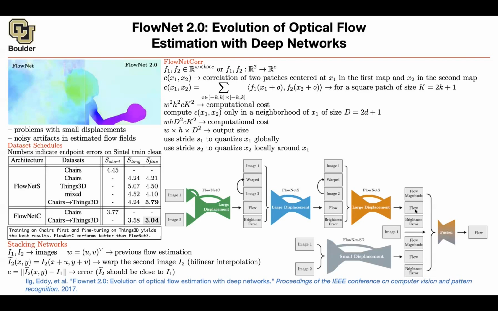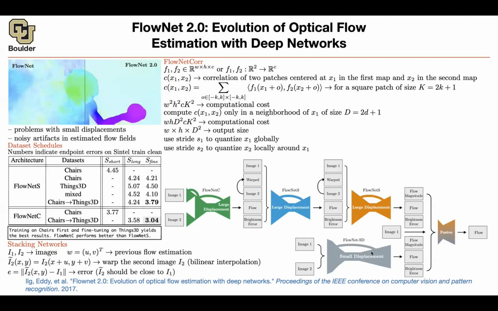Another stage, you get the flow magnitude, because these are 2D objects. You can look at their magnitude. In addition to the brightness error, they are going to go into a fusion network, which is going to give you your final flow. But what is this FlowNet SD doing? It is trying to deal with the first problem, small displacements. So its job is to specialize on small displacement. The other part of your neural network, going deeper and taking into account that you're making some errors, so things are not perfect, is trying to deal with the second problem, which is noisy artifacts.